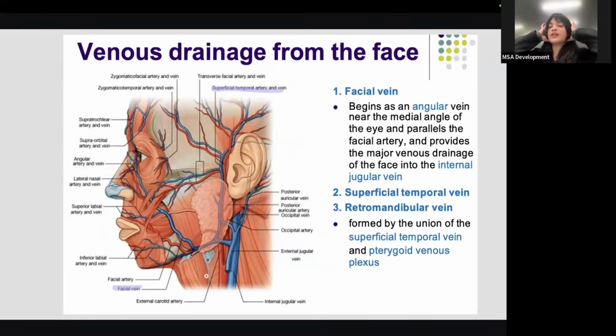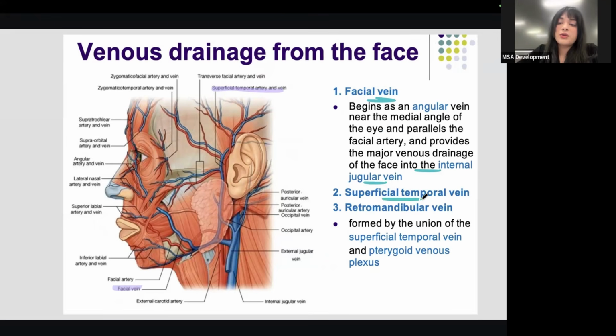Okay, so towards the face, we talked about this again. We have the facial vein. It begins as the angular vein near the medial angle of the eye and parallels the facial artery, and provides the major venous drainage of the face into the internal jugular vein. So the facial vein, you recall, drains to the internal jugular vein.